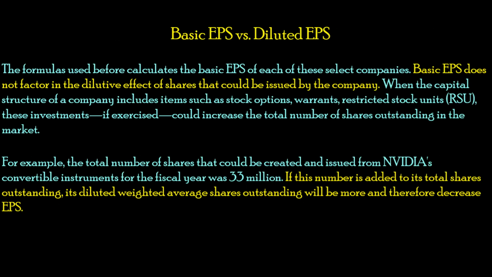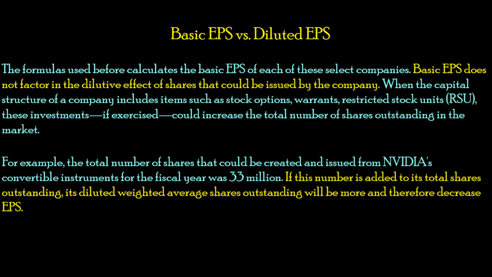Basic EPS versus diluted EPS. The formulas used previously are called basic EPS. Basic EPS does not factor in the dilutive effect of shares that could be issued by the company. When the capital structure of a company includes items such as stock options, warrants, restricted stock units, or RSUs, these investments, if exercised, could increase the total number of shares outstanding in the market.